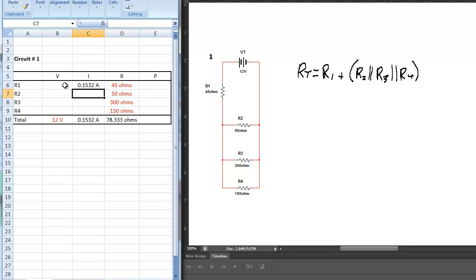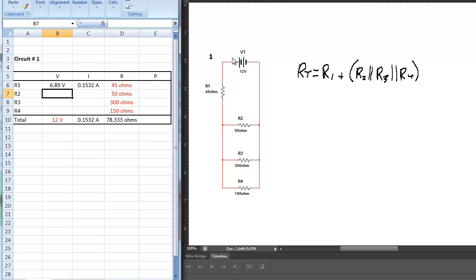So here again, now that we have the resistance value of R1 that was given, we've calculated our I1. It's the same as IT. So now we can calculate V1. So V1 is I1 times R1. So that works out to 6.89 volts.